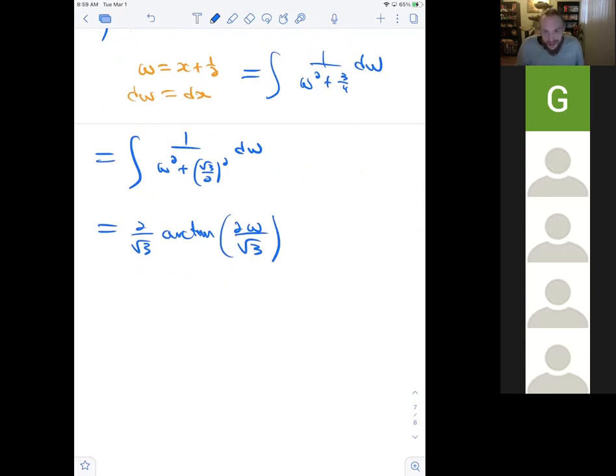It's 1 over a arctan w over a plus c. And then what was w? W was x plus 1/2, 2 over root 3 arctan. And then they cleverly distribute the 2 in there. So there should be 2x plus 1 over root 3 plus c.